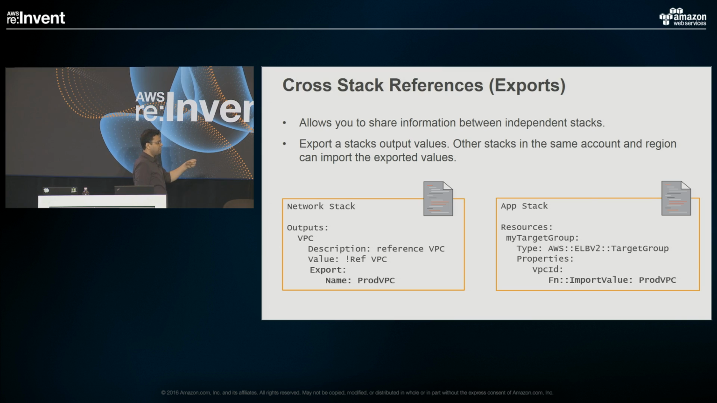Suppose you want to convey this VPC information. You want to relay this VPC information. You can use the syntax Export: Name: prod VPC. You can export this particular information. And you have an app stack that would like to consume this piece of information. You can use the ImportValue intrinsic function to consume this information. So as you can see, it's a much more concise and neat way to export values from one independent stack to another without writing any custom resources, etc.